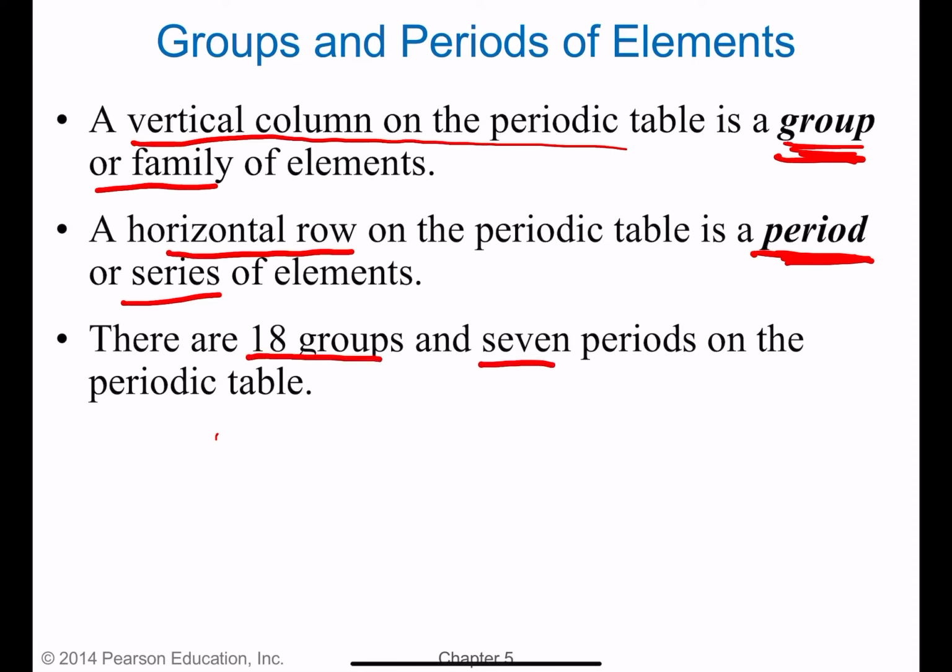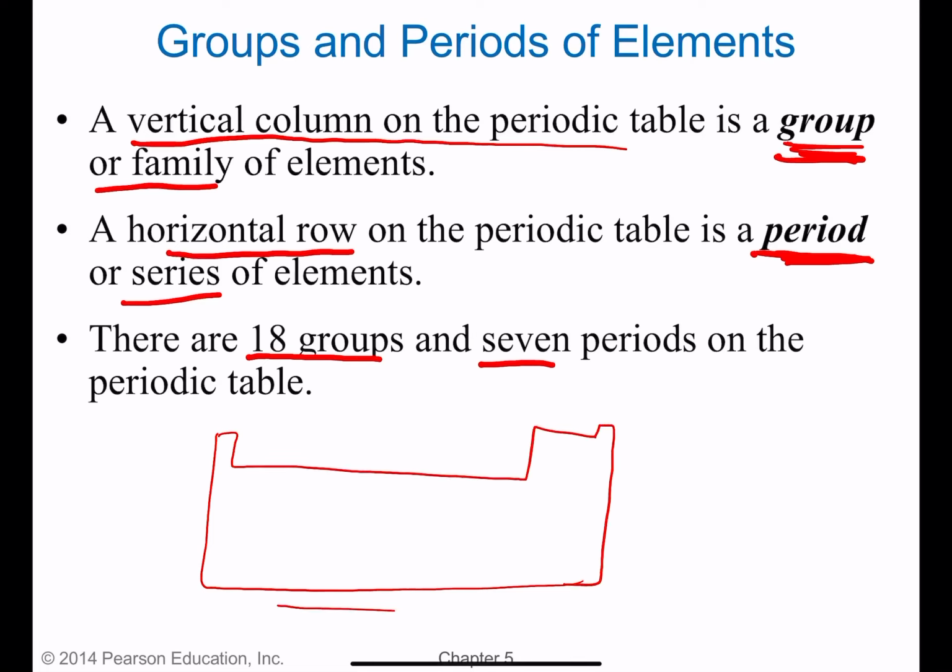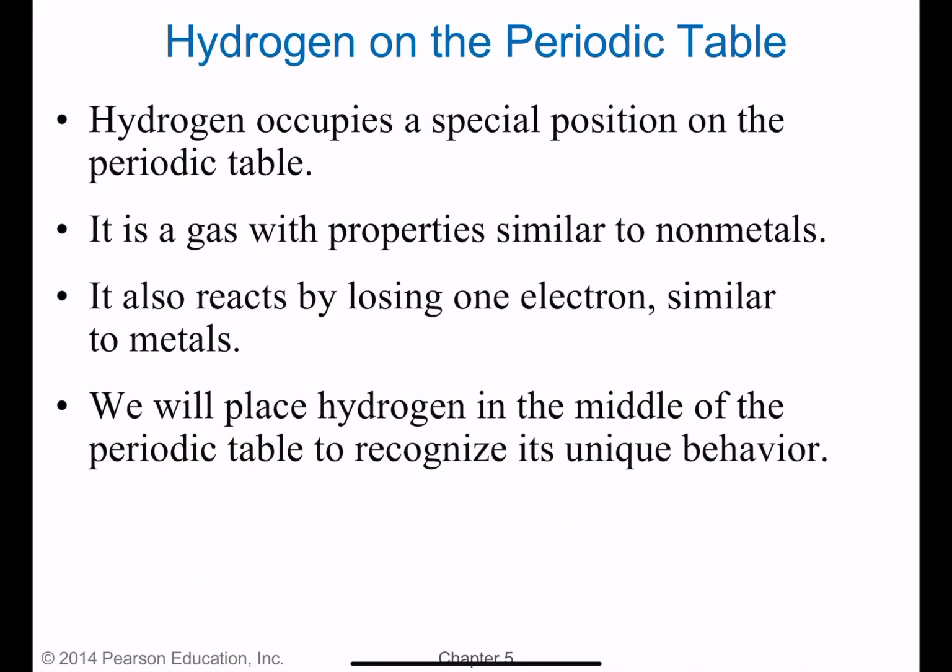So that means going across the periodic table, we have a better picture on another slide. But we've got 18 groups going left to right, and we've got 7 periods going top to bottom. And we're going to talk about all the different names for many of these groups, and then the periodic trends. So hydrogen is very special on the periodic table.